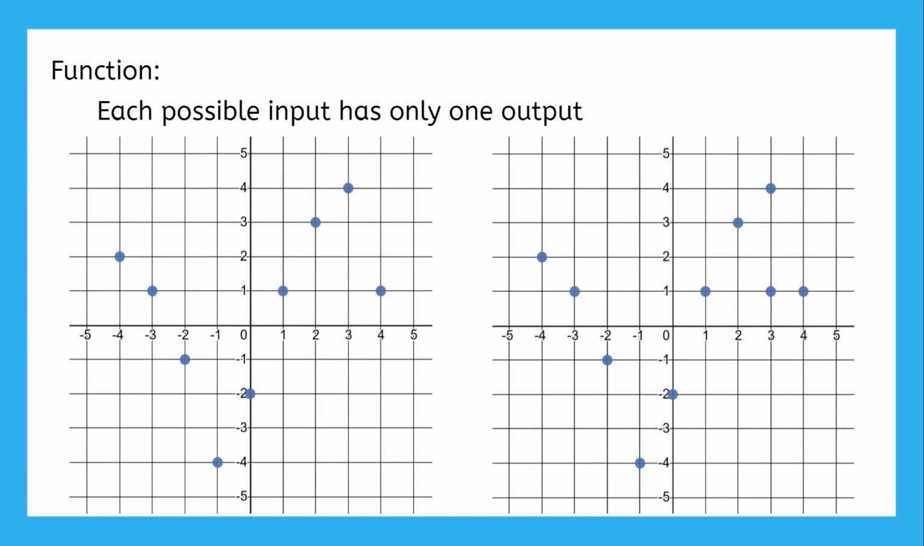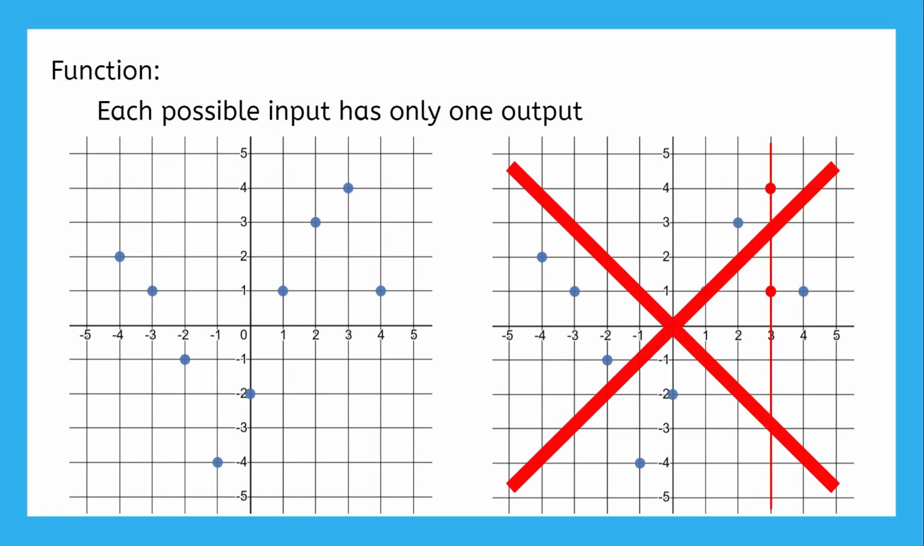Take these 2 graphs, for instance. Can you tell which is a function and which isn't? On the left graph, every input in the domain only has a single point on it, meaning each input has only one output. On the right side graph, every possible input on the graph has only one output except for 3. For an input of 3, there are 2 outputs here, 1 and 4. The graph on the right is not a function because apparently there is an input that can't make up its mind.